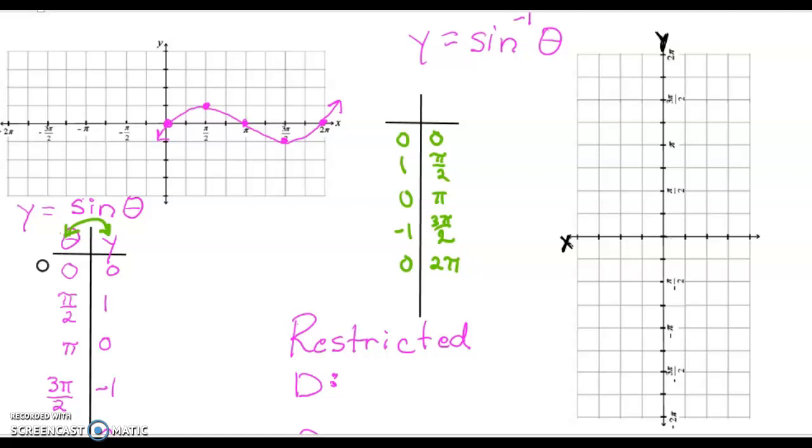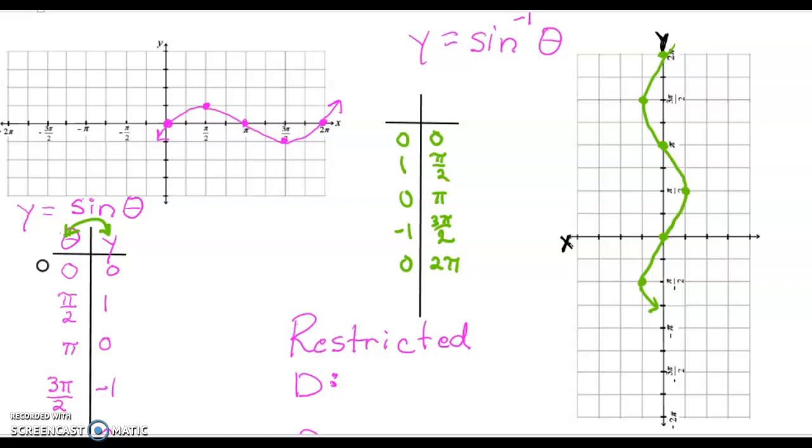So 0, 0, 1, pi over 2, 0, pi, -1, 3 pi over 2, and 0, 2 pi. And we could graph more, but in fact, let's graph one more. It would be -1, pi over 2. Okay. And now you'll notice that the inverse is not a function.